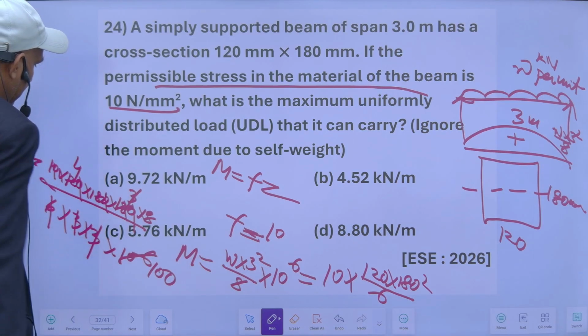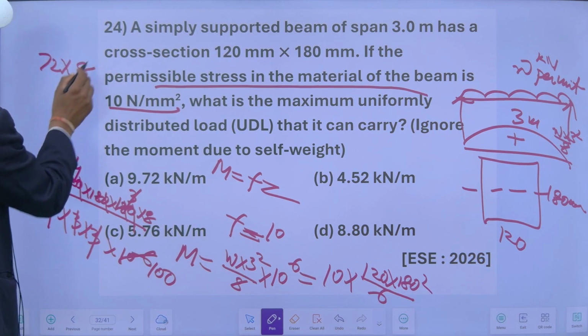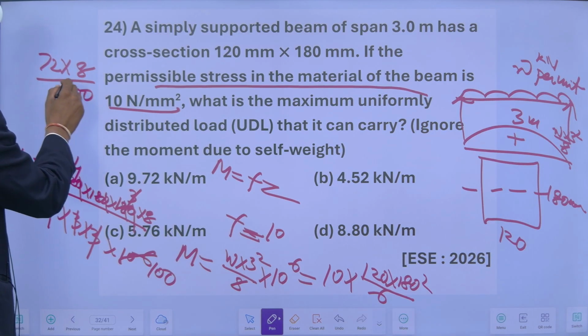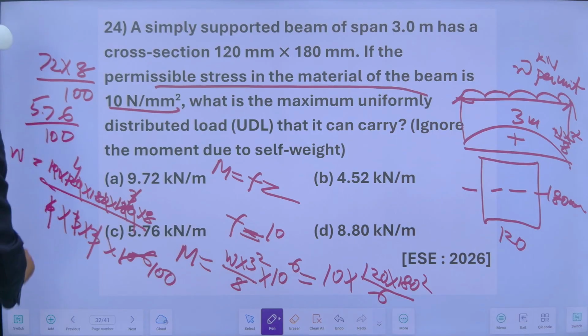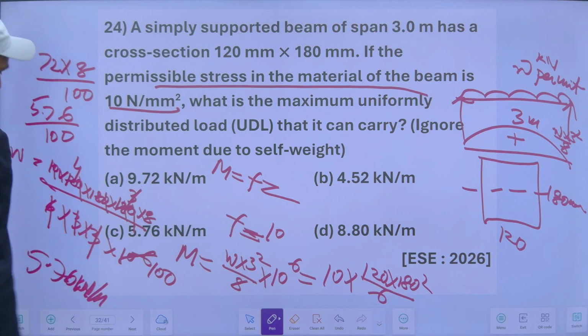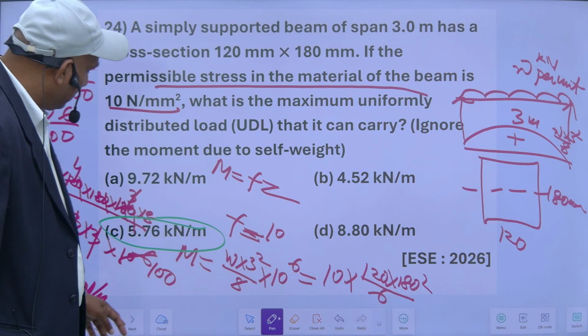This will be 4 into 18 is equal to 72. 72 into 8, upon 100. So it will be 5.76 kilonewton per meter. It means this one is the right option.